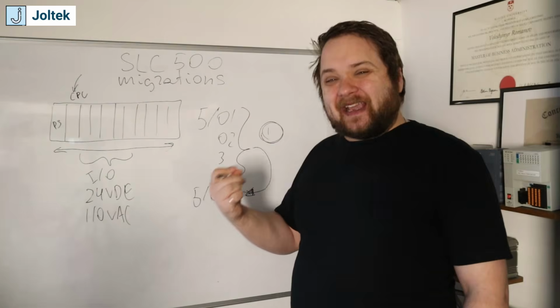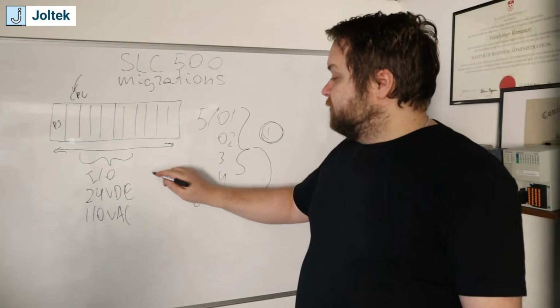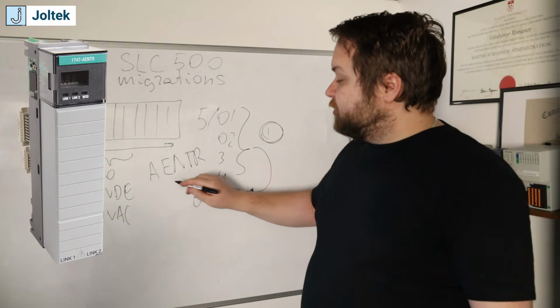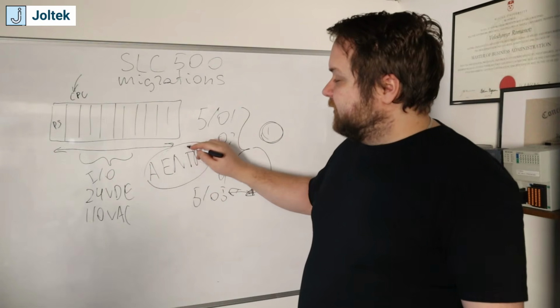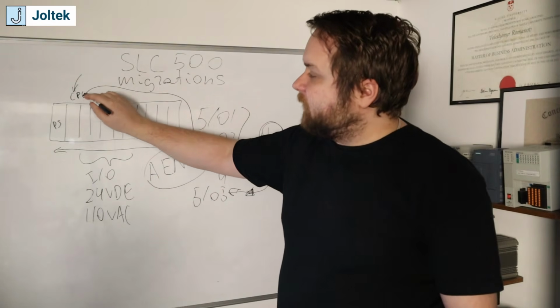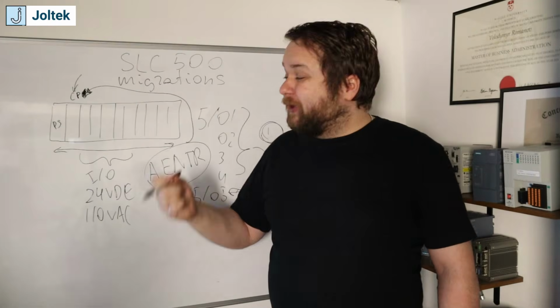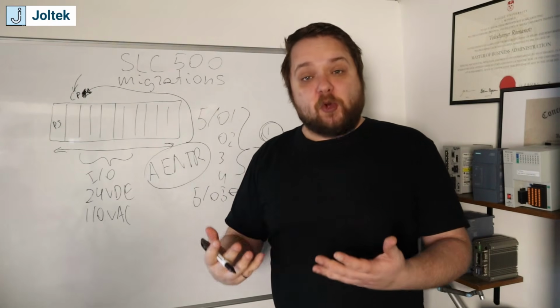And typically the second step is going to be using an AENTR card, which is going to replace the PLC. This is going to come in here and go into the PLC slot, at which point your entire rack becomes remote I/O.